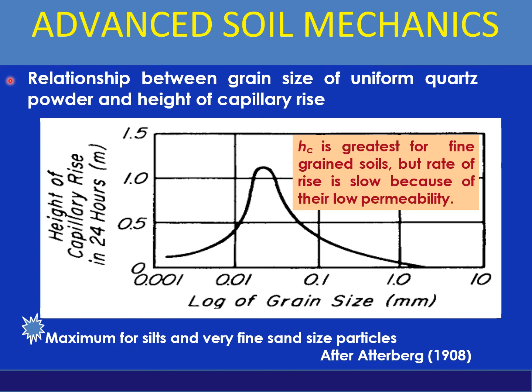Relationship between grain size of uniform quartz powder and height of capillary rise. So from this you can see that the height of capillary rise is maximum corresponding to this. H sub C is greatest for the fine grained soils, but the rate of rise is slow because of their low permeability. So you can see that although more capillary rise occurs when the particle size is reduced, one thing must be kept in mind: the rate of rise is slow when the particle size is small because of low permeability.